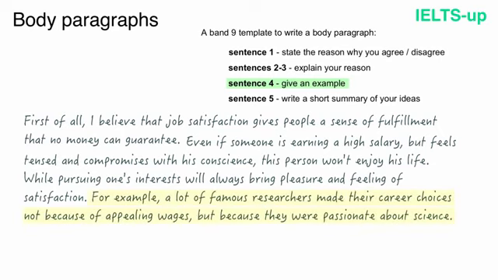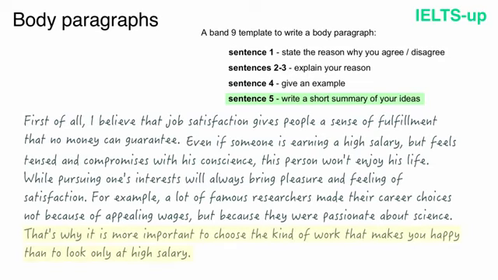For example, a lot of famous researchers made their career choices not because of appealing wages, but because they were passionate about science. And our last sentence in the body paragraph, sentence 5, should briefly summarize the ideas of the whole paragraph to strengthen your opinion. Here's my last sentence. That's why it is more important to choose the kind of work that makes you happy than to look only at high salary.